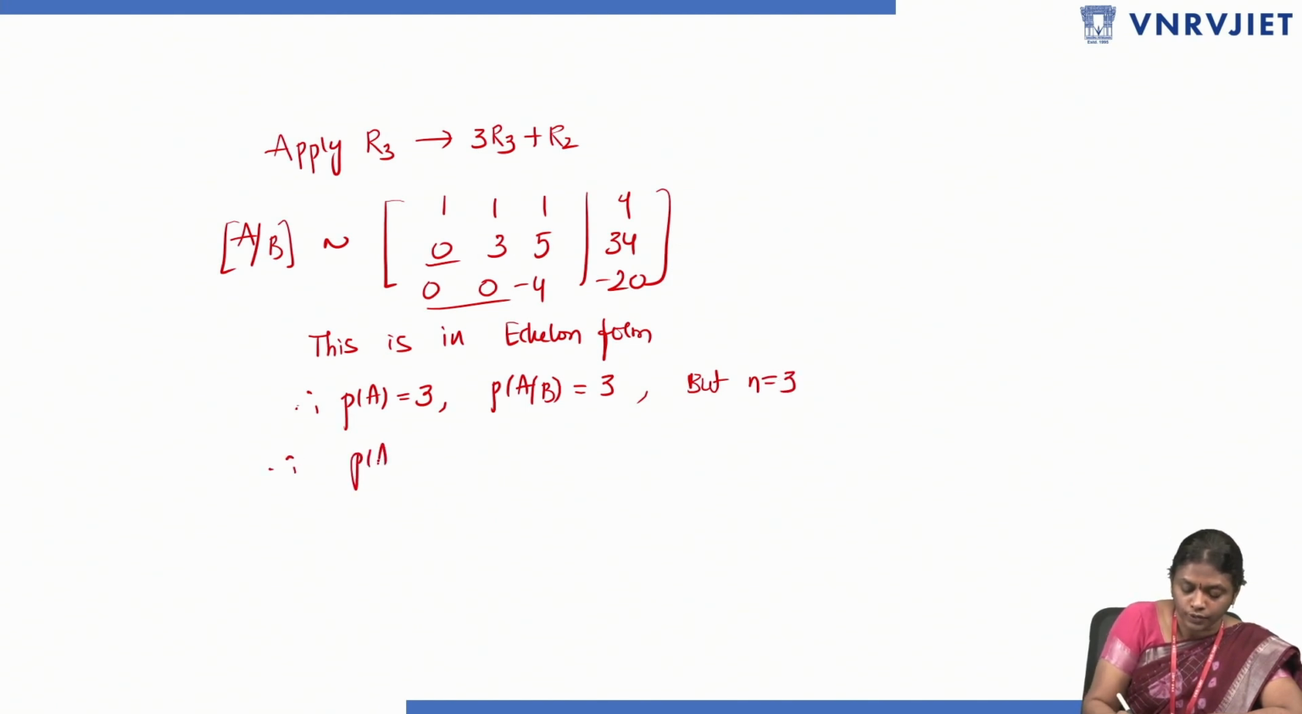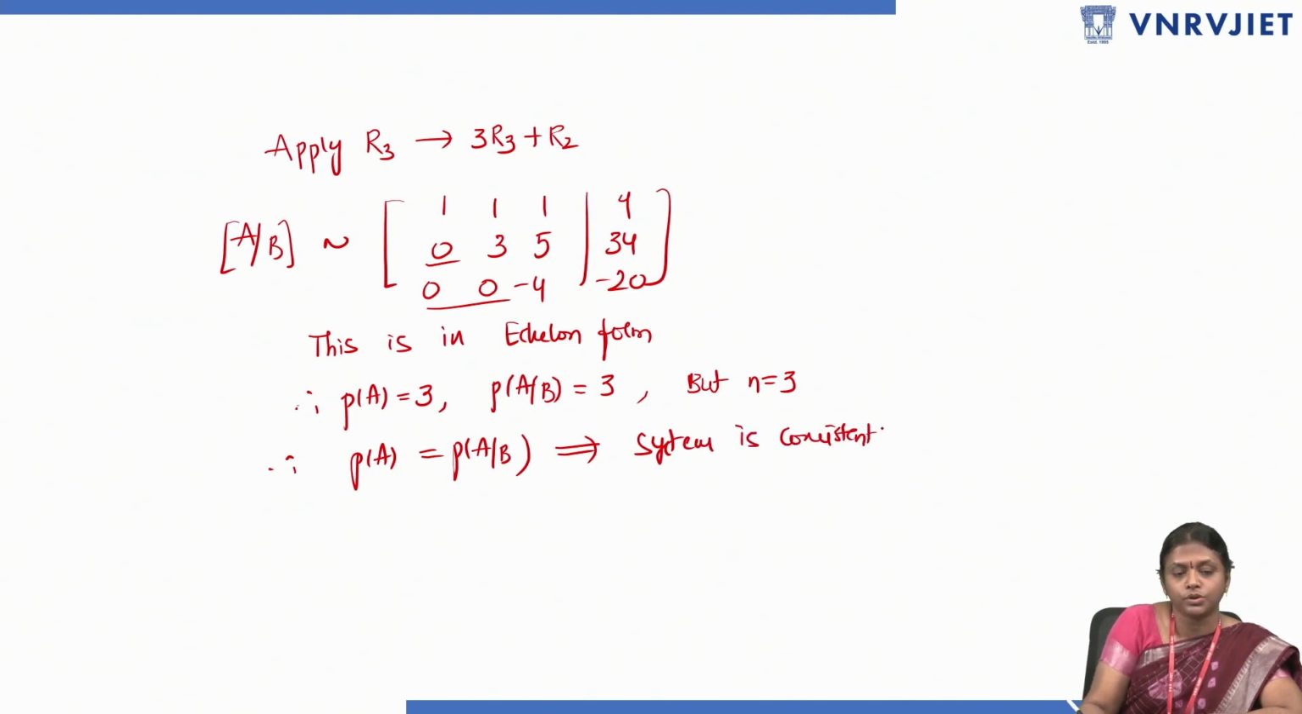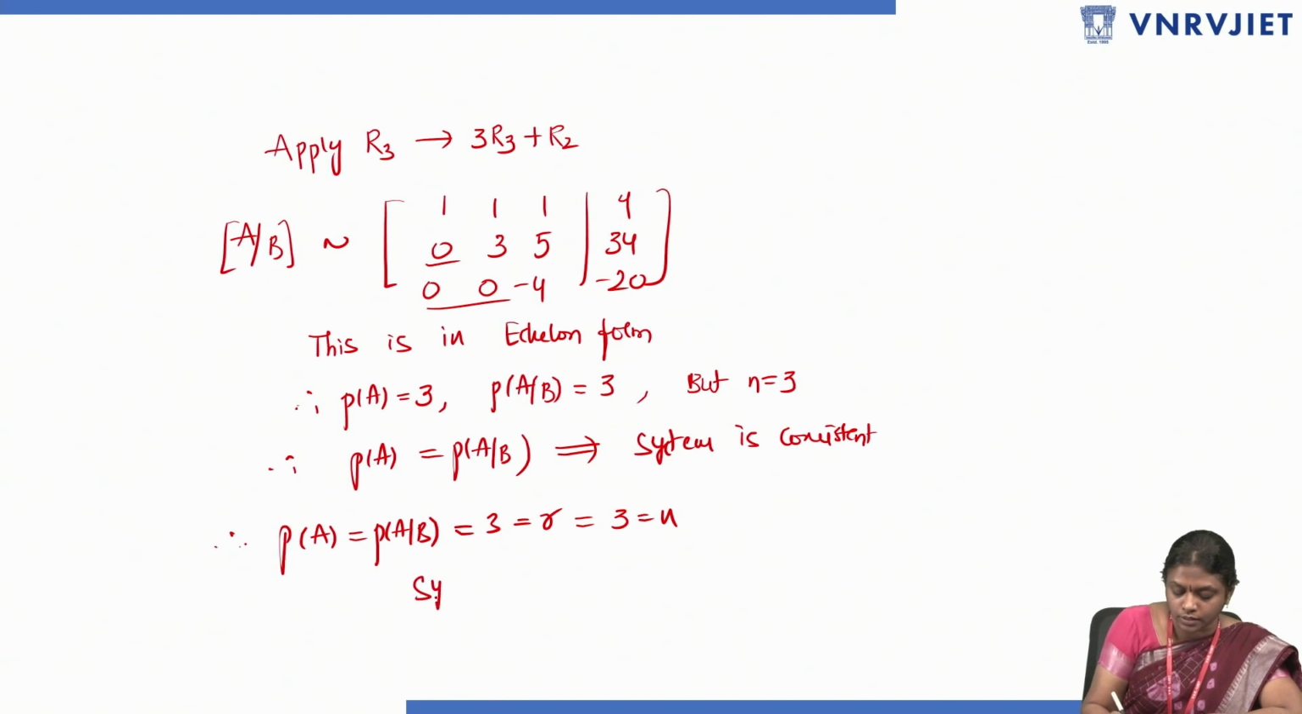If rank of A is equal to rank of the augmented matrix, if this condition is satisfied, we can say that in this case the system is consistent. If it is consistent, then what type of solution will we get here? That means rank of A is equal to rank of the augmented matrix, we got this as 3, that is the rank R, and this is also equal to 3, that is the number of unknowns. So in this case, the system has a unique solution.